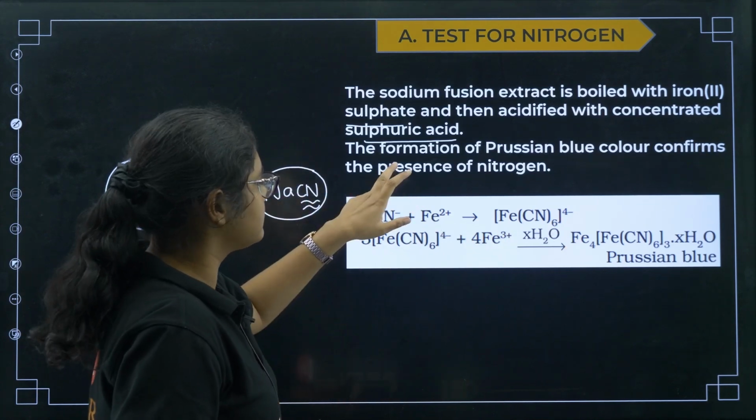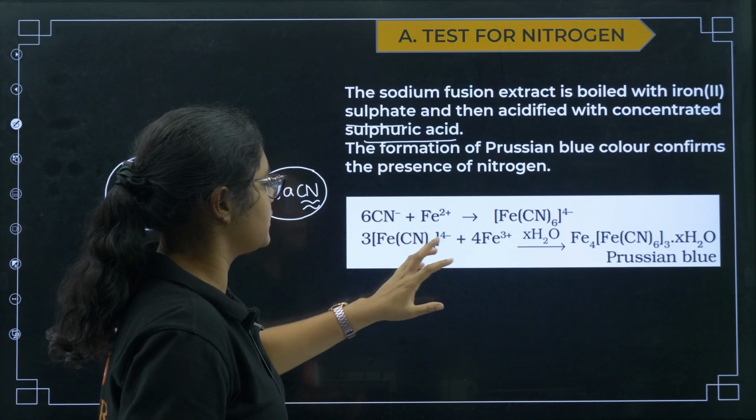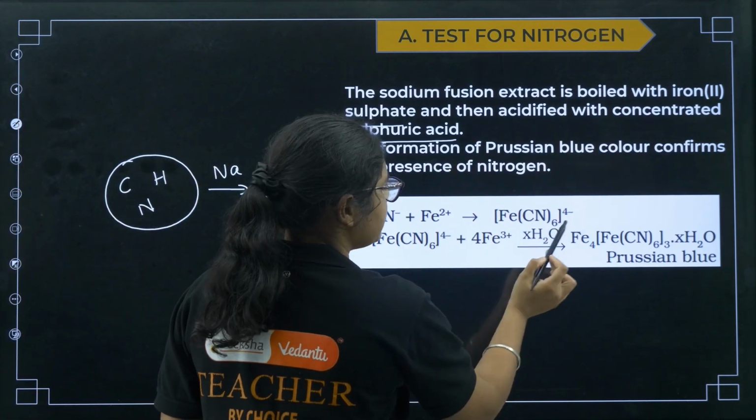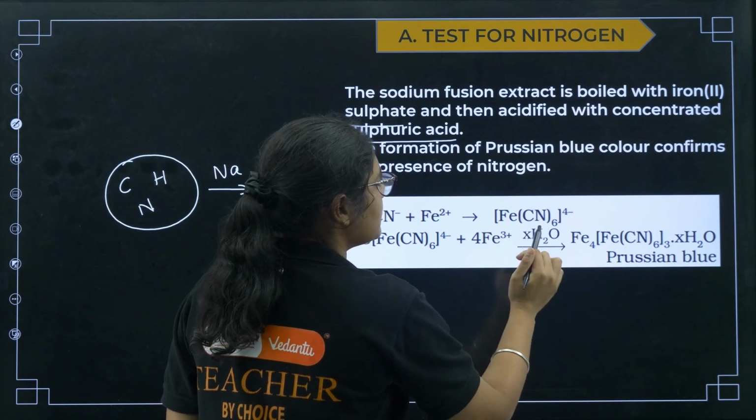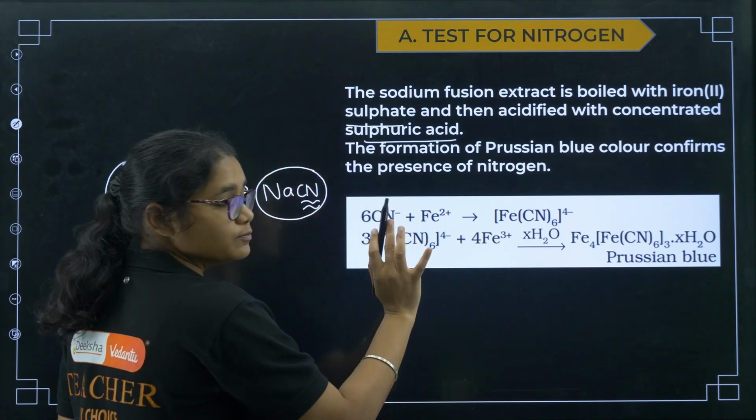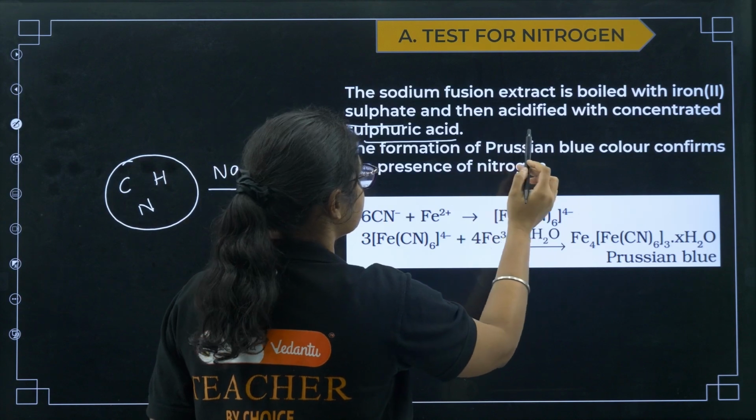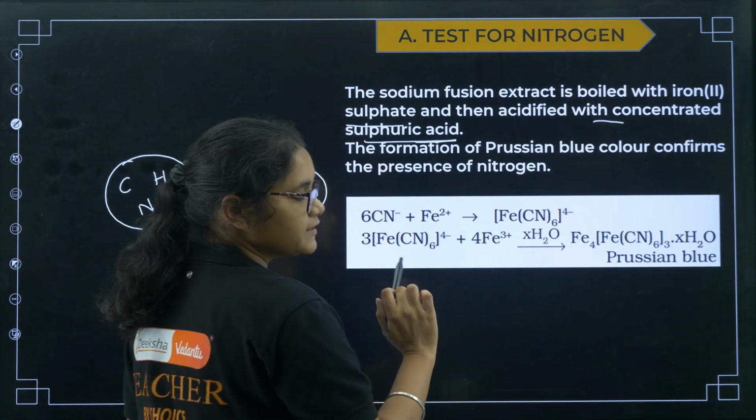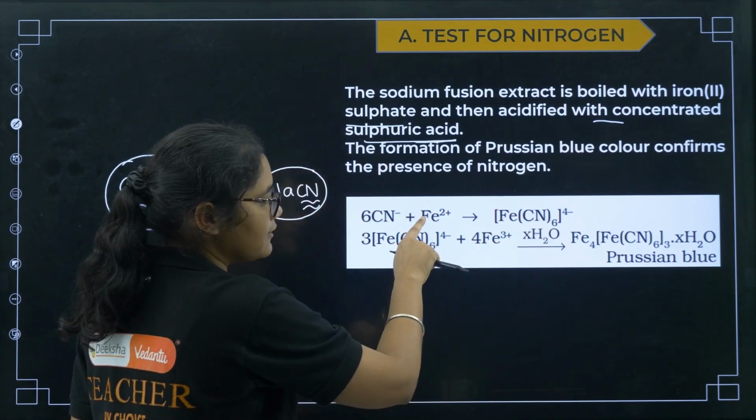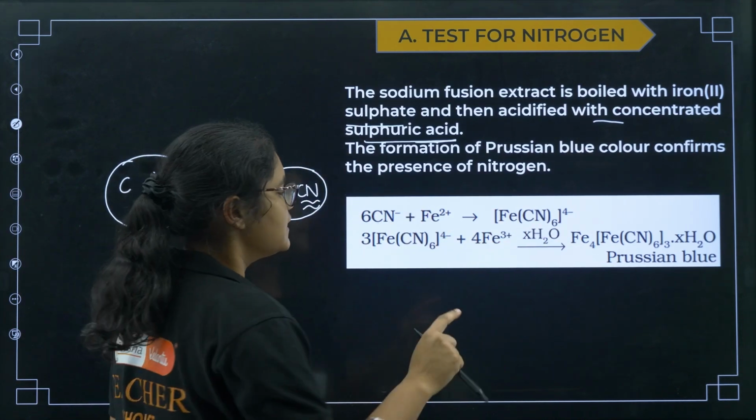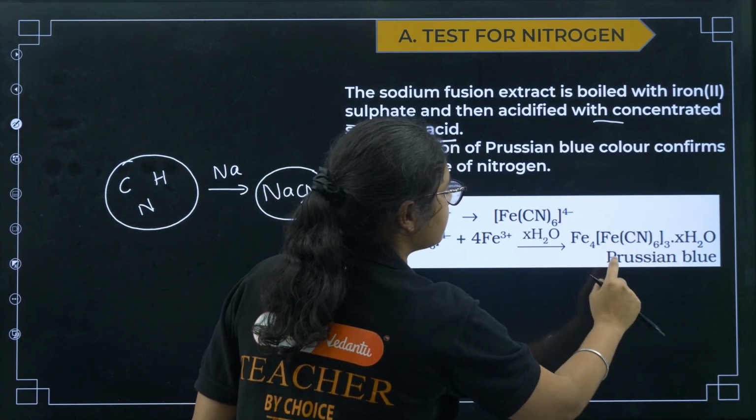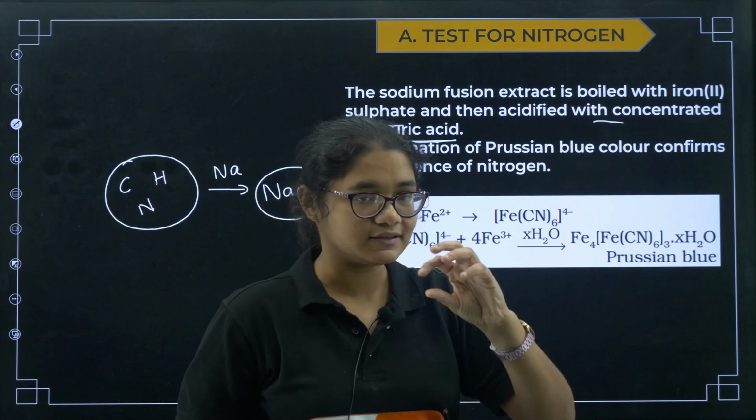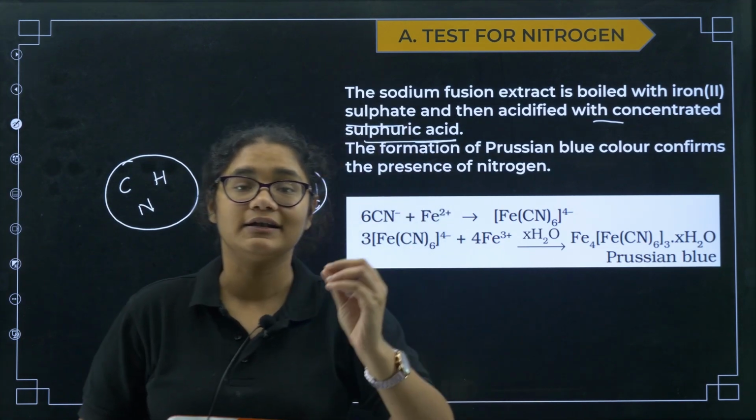Okay, now this is the formation of Prussian blue. When you treat it with Fe2+, you get Fe(CN)6, right? Now there is certain unreacted Fe2+ also, which in the presence of concentrated sulfuric acid, H2SO4, gets converted to Fe3+. So now this complex and the remaining Fe2+ which got converted to Fe3+ will combine to give you the Prussian blue compound, Fe4[Fe(CN)6]3. Now if you can find this blue color, then you can know that it contains nitrogen.